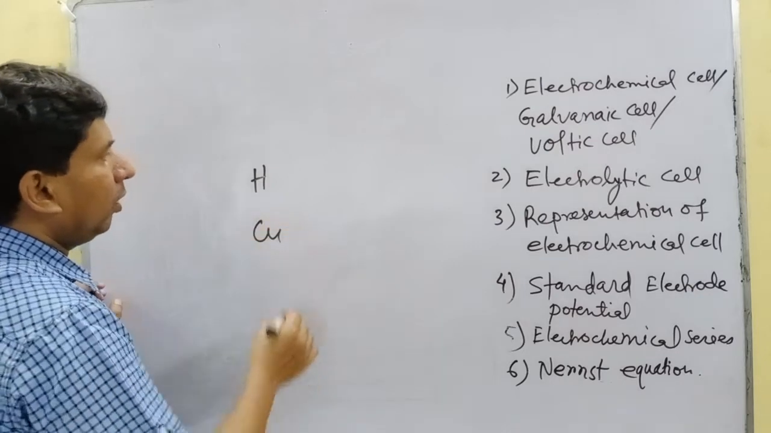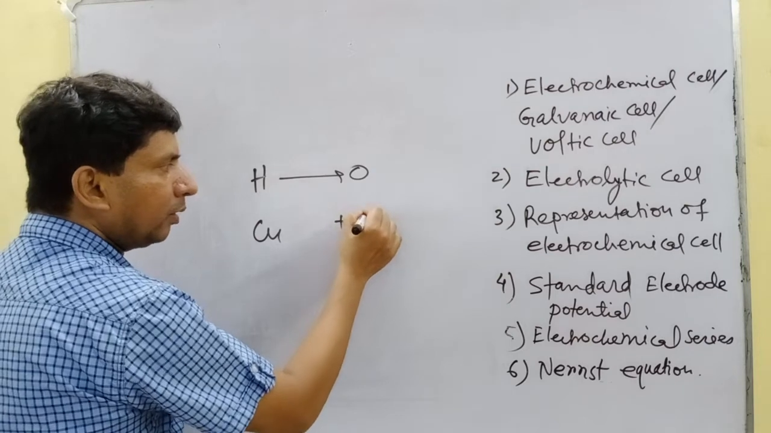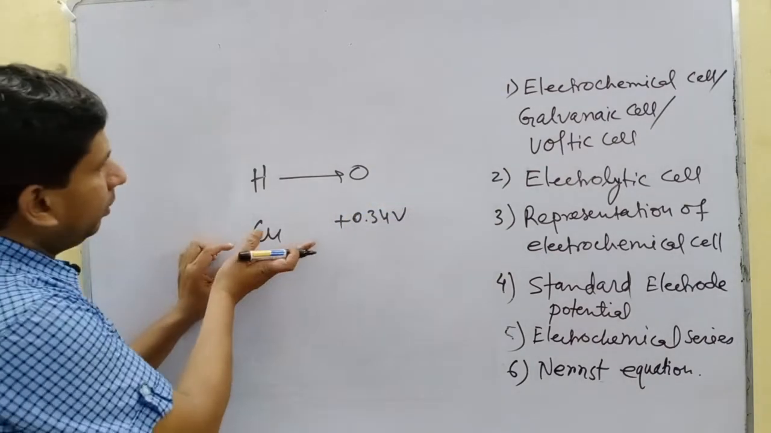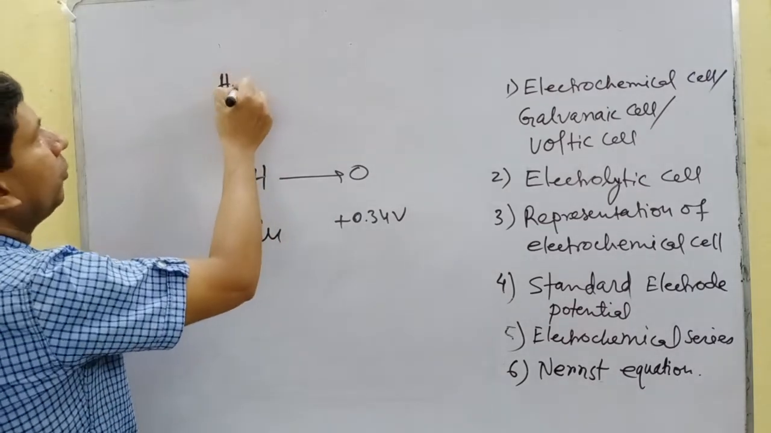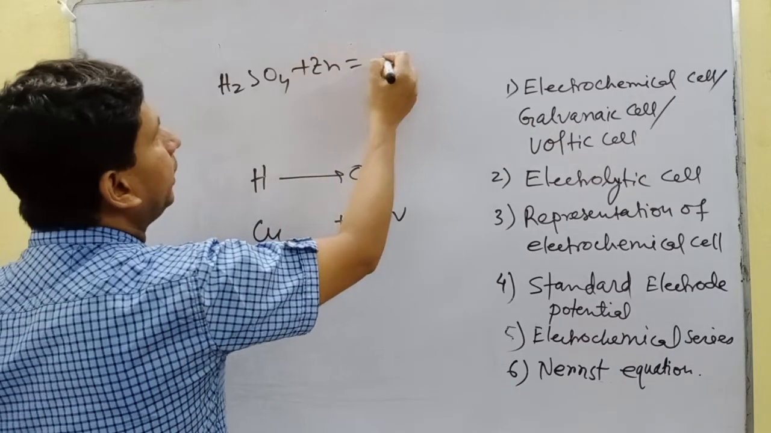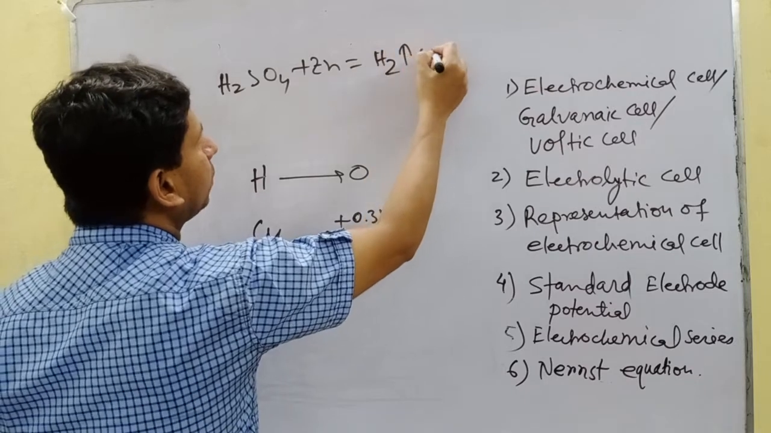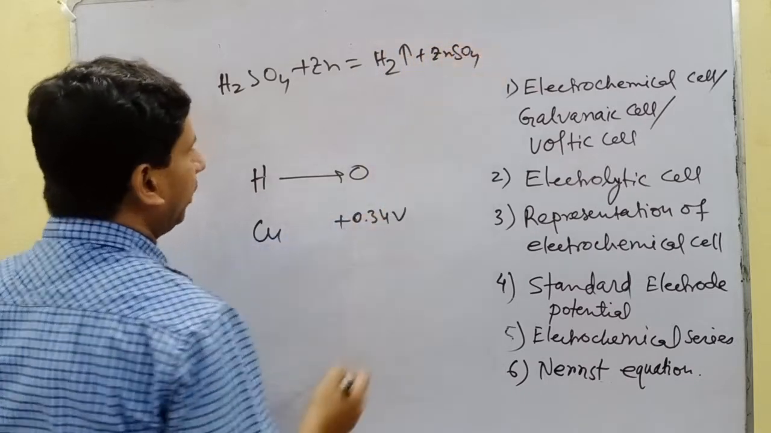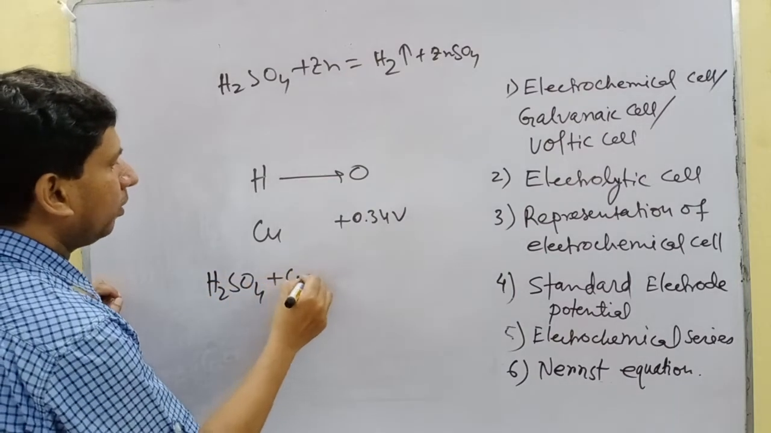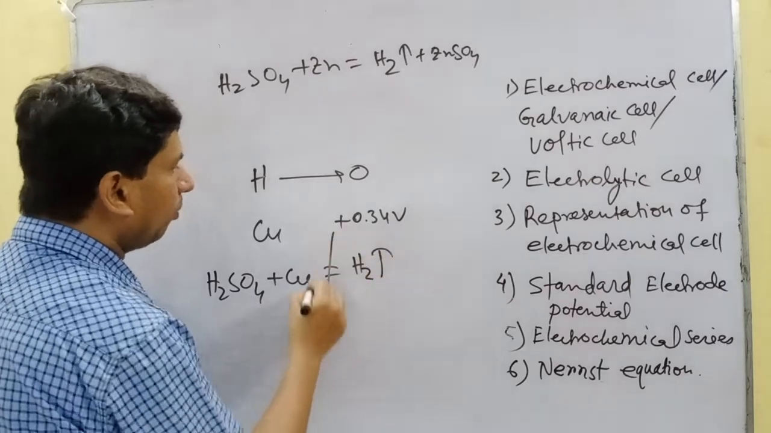copper in the activity series, this is 0, this is 0.34 volt. Then sulfuric acid plus zinc can readily form H2 gas plus zinc sulfate, but H2SO4 plus copper, H2 gas does not form.